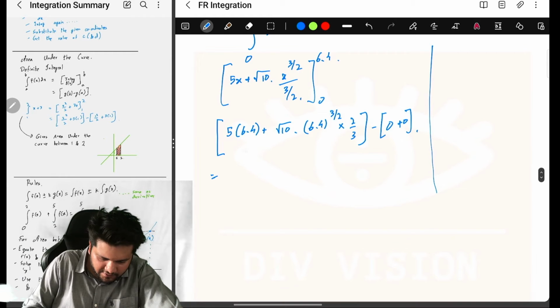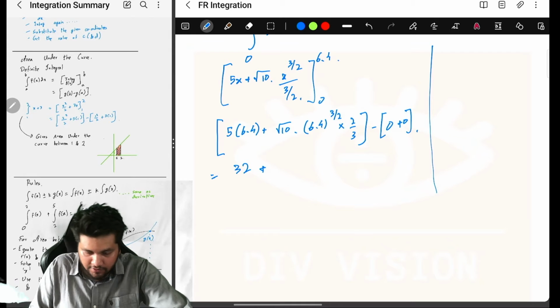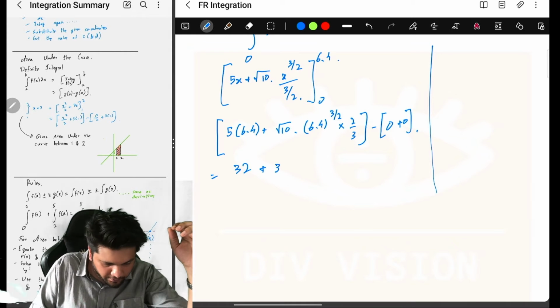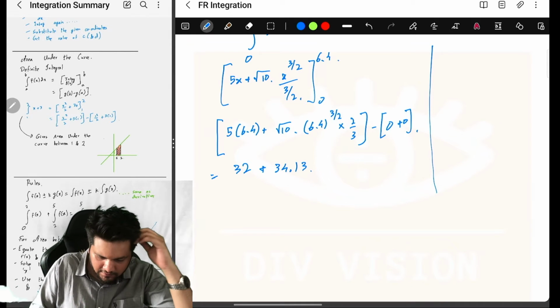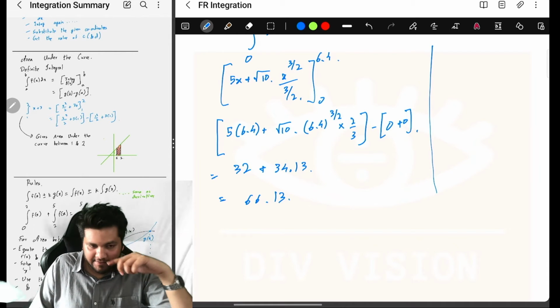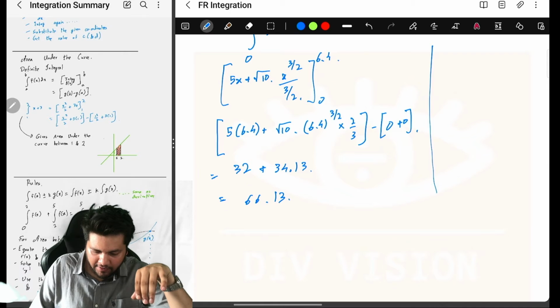So this is going to be 5 times 6.4, which is nothing but 32, plus this will have to use a calculator. So this will give me 34.13, and at the end this is nothing but 66.13. So this is the value I'm getting with respect to the integral.